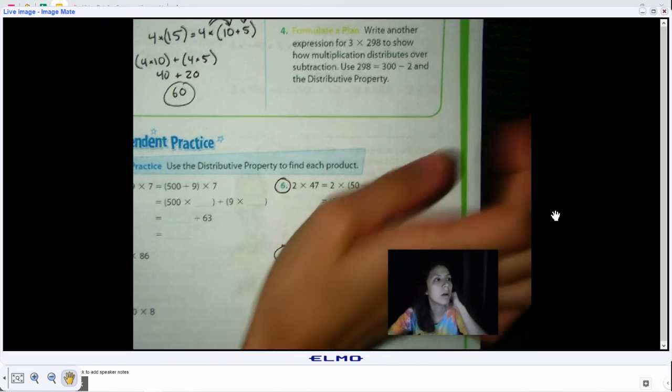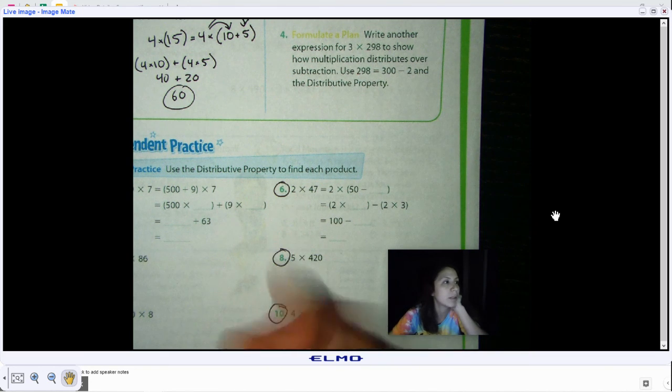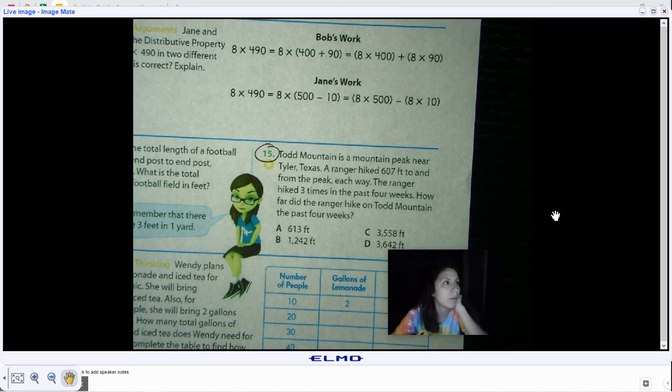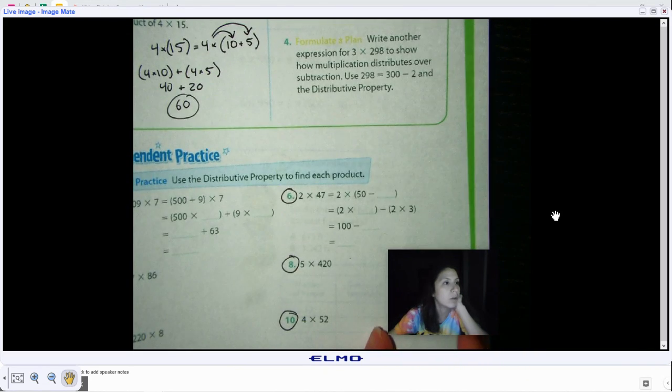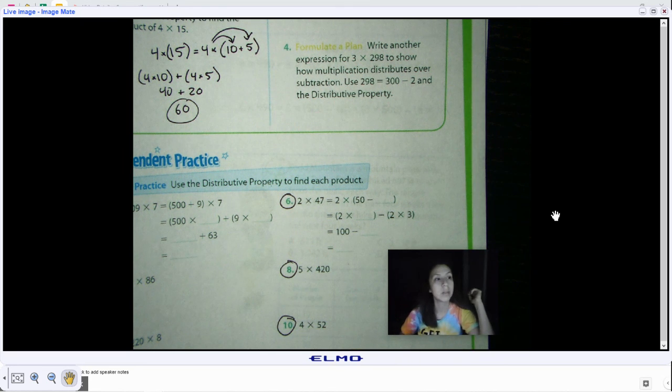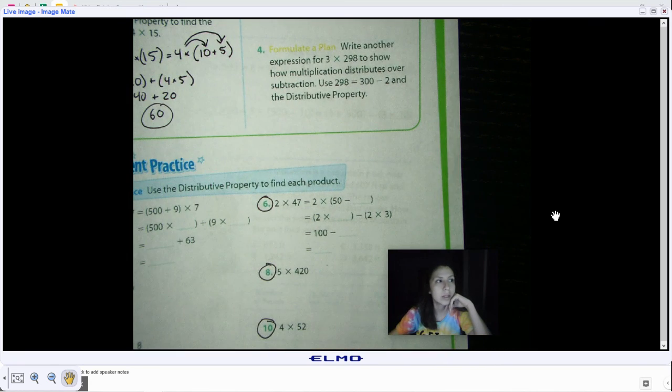You're going to be working on independent practice number 6, 8, 10, and on the back, number 15. So go ahead and pause the video and work on those, and then press play when you're ready to review them to see if you got your answers right. All right, so let's go ahead and get started.